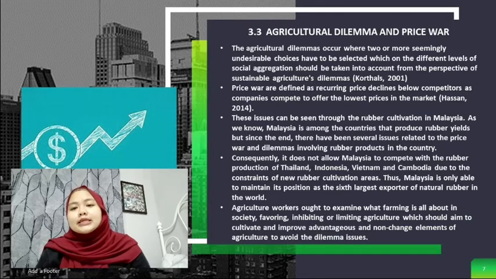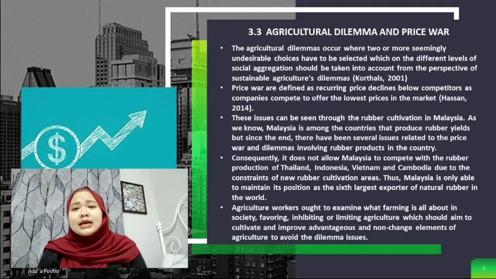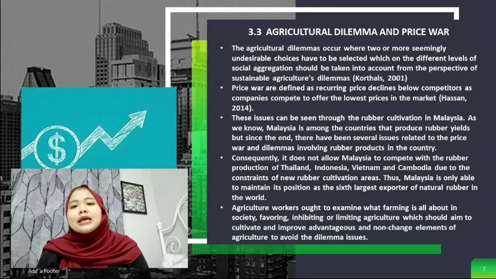Consequently, it does not allow Malaysia to compete with the rubber production of Thailand, Indonesia, Vietnam, and Cambodia due to the constraint of new rubber cultivation area. Thus, Malaysia is only able to maintain its position as the sixth largest exporter of natural rubber in the world.